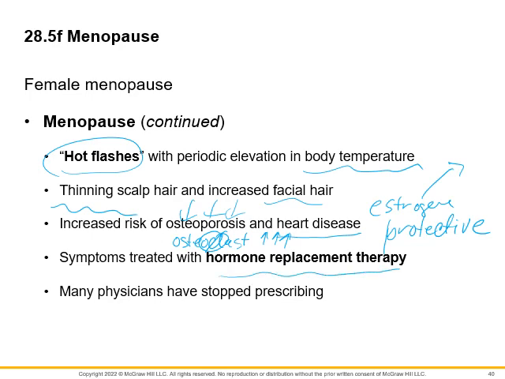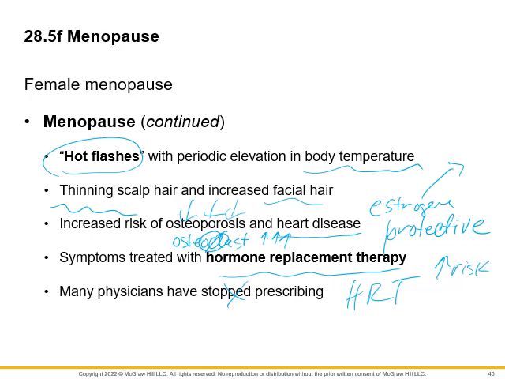Sometimes symptoms can be treated with hormonal replacement therapy. You'll see it abbreviated as HRT. If you're taking hormone replacement, it does increase your risk for several types of cancer: ovarian cancer, cervical cancer, and uterine cancer. So many physicians have stopped prescribing it.